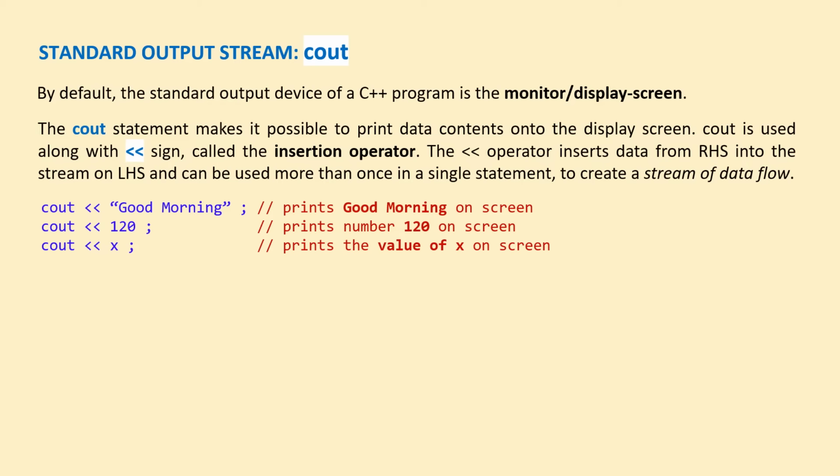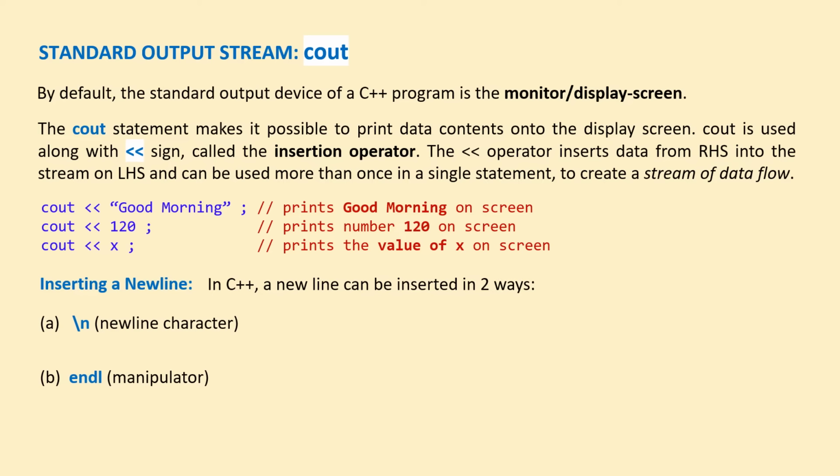Cout good morning, it prints good morning onto the screen. Cout 120, it prints number 120 on screen. Cout x, it prints the value of x on screen. Inserting a new line. In C++, a new line can be inserted in two ways.